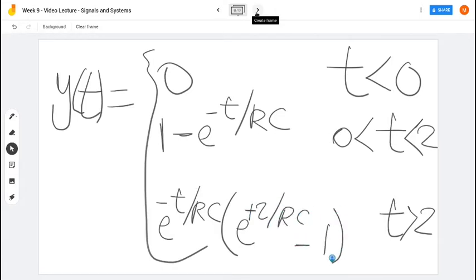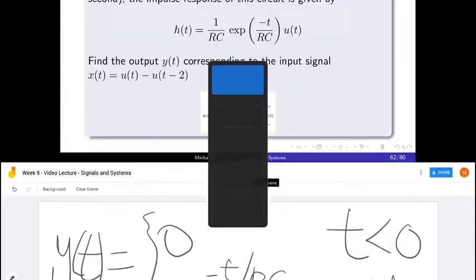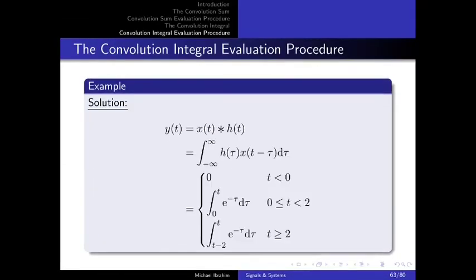Okay, so let's go back to our slides and see how it goes. Again, we'll do the convolution, and here I've chosen to keep h of tau as is and x of t minus tau, the signal to be mirrored and shifted, same as we did on the whiteboard. So it's going to be 0 for t less than 0, and then we're integrating from 0 up to t for the interval from 0 to 2, and then integrating from t minus 2 up to t for the interval larger than 2.